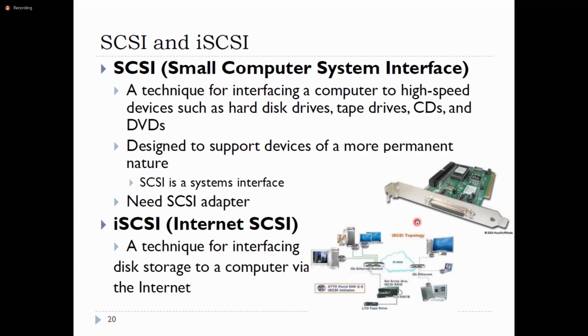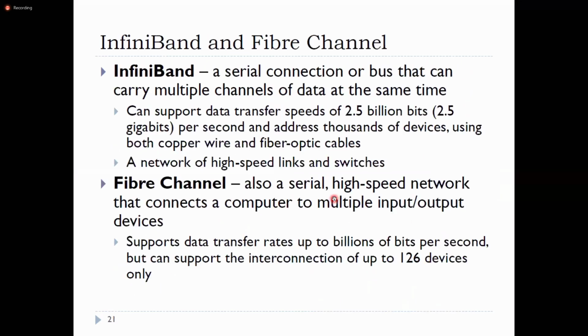I've just included the names for your introduction only. Now I'll talk about two networking type interfaces. One is InfiniBand, another is Fibre Channel, and both support serial data transfer. Serial data transfer means the data is transferred bit by bit between the components, the sender and receiver entities. And InfiniBand is a serial connection or bus that can carry multiple channels of data at the same time. That means multiplexing is supported by InfiniBand.